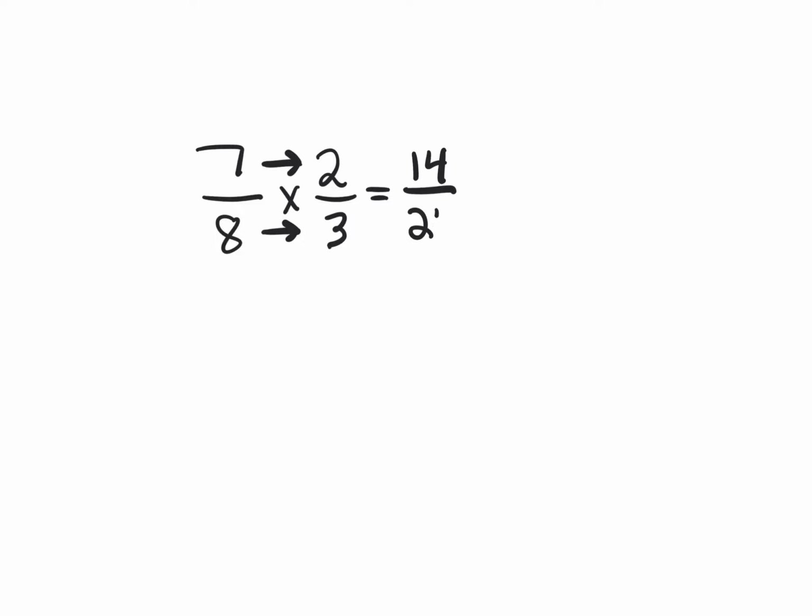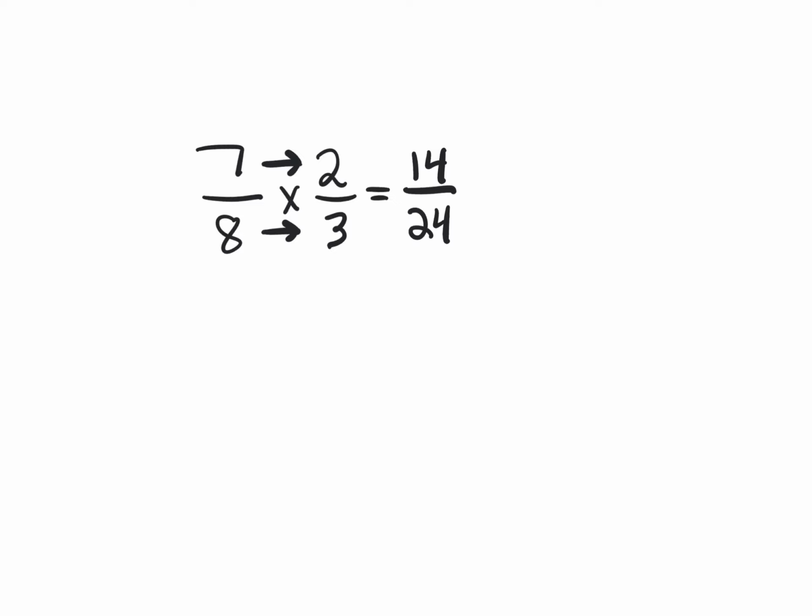So if in your notebooks you could write 7/8 times 2/3. Our first step is to multiply the numerators, and our second step will be to multiply the denominators. We go straight across. 7 times 2 is 14. 8 times 3 is 24.